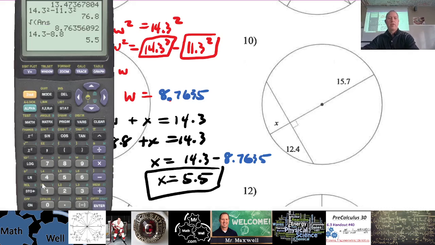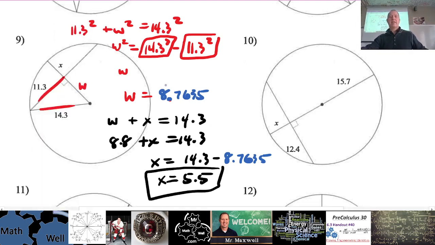So 14.3 minus 8.7635. Okay, so still be 5.5. It would still be 5.5 because this 3 is not greater. So it would still be the same answer, but yes, that's a good point. You should use full decimal places whenever possible. It turns out that in some questions it doesn't make a difference.